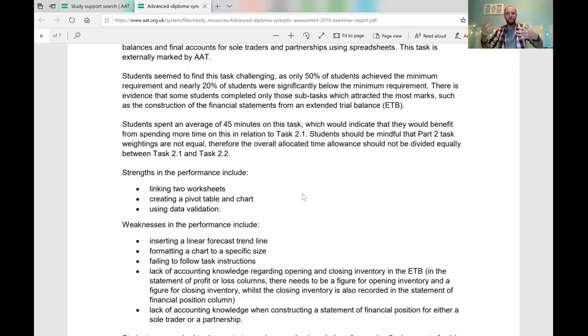Have a look at the weighting, which you can find from the advanced diploma qualification specification. In there, it tells you the weighting of the different areas of the different tasks, really. So make sure you know how much time you really should be spending on task 2.1 or 2.2.